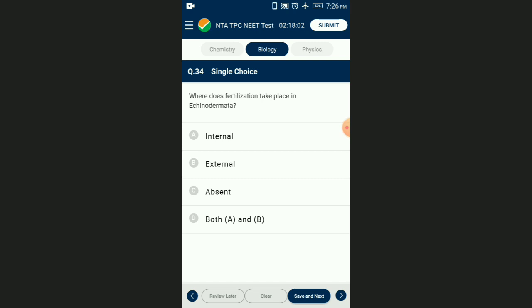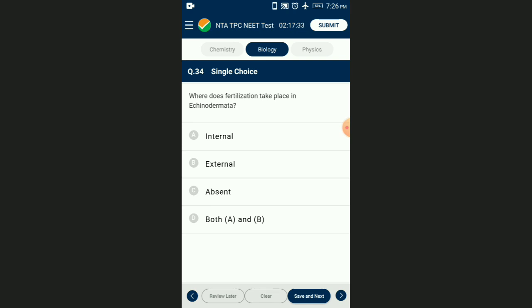Question number 34. Where does fertilization take place in Echinodermata? The members of phylum Echinodermata are spiny-bodied sea creatures which possess an endoskeleton, otherwise called internal skeleton, composed of calcareous ossicles embedded in the skin.